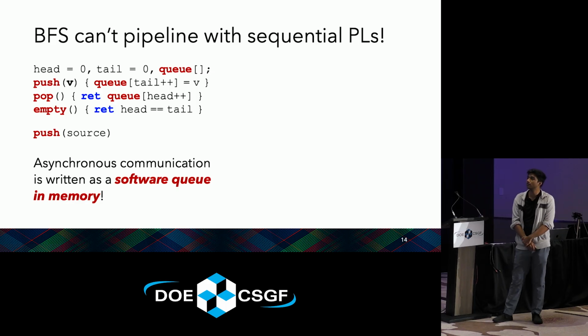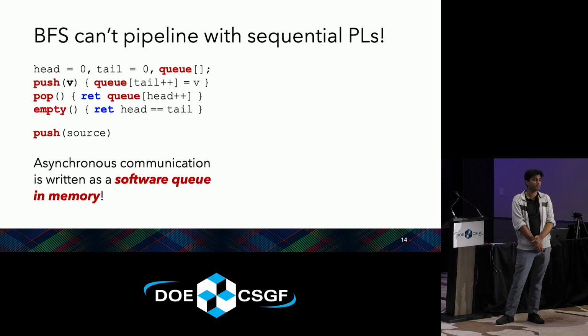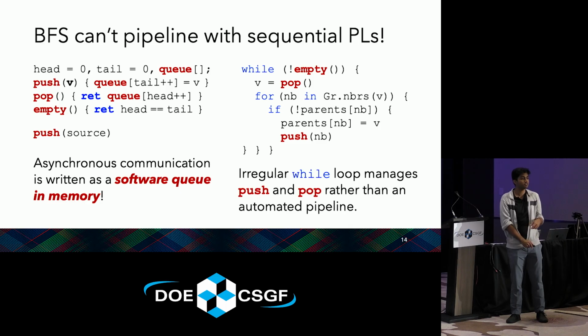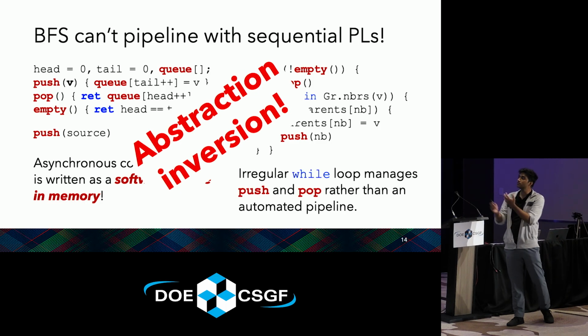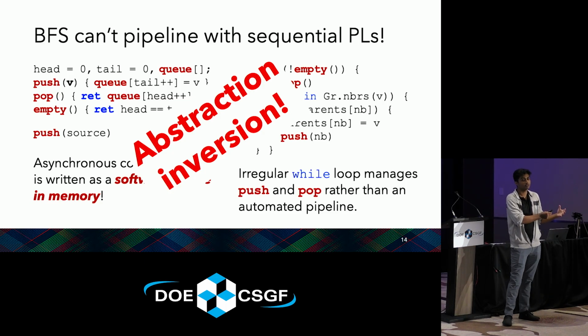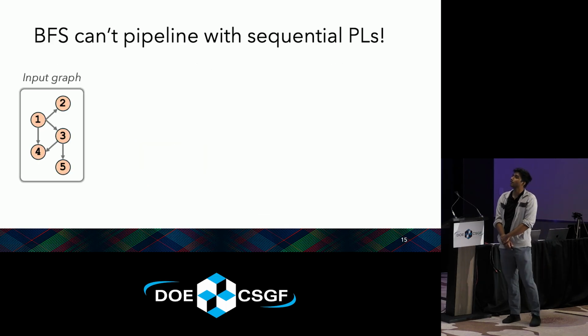First, the code itself. Instead of programming a hardware queue, we have a software queue that's written using memory operations to implement asynchronous communications. So now I have a lot of instructions. And then we have an irregular while loop instead of an automated pipeline that's handling the pipeline of vertices going through the program. And so this is the abstraction inversion that I was talking about earlier. We had the hardware queue. We had something that's queue-like communication in the application, but we've written it down using low-level operations. And so this manifests with bad performance as well.